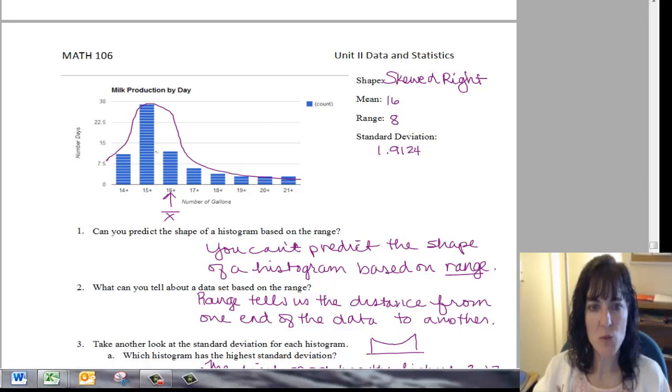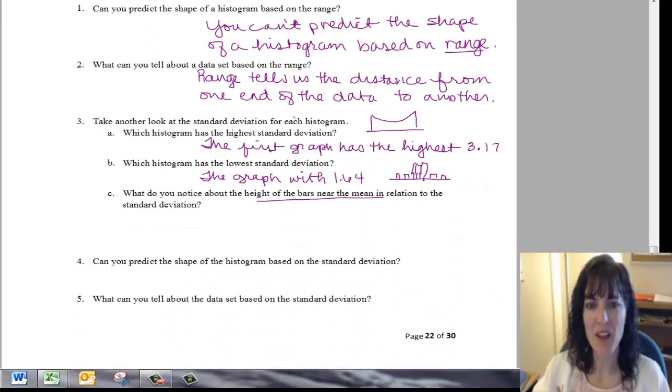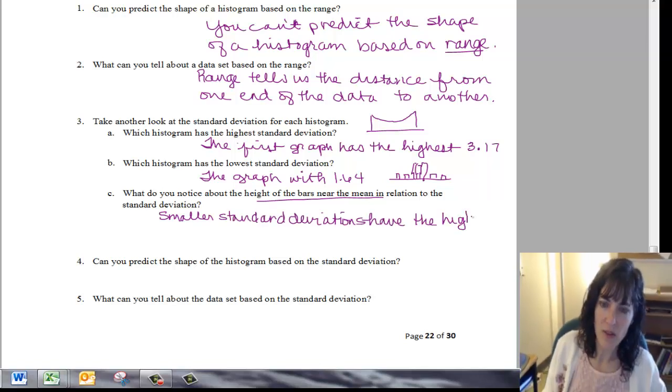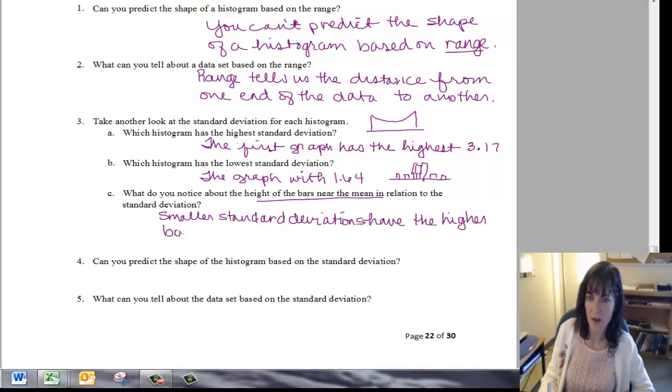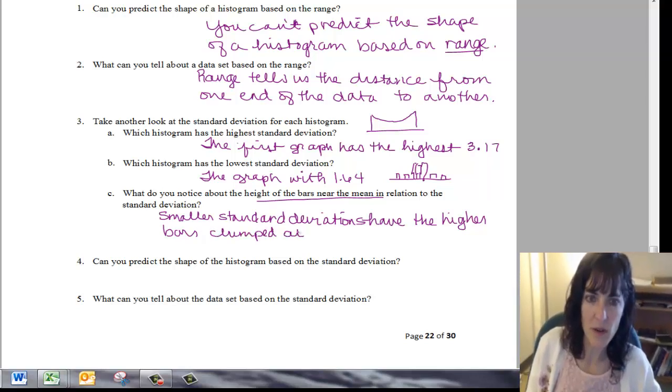And the last one, here is my mean, and it is like maybe 13 or so. And I have a fairly good standard deviation, but look what's right next to my mean is a very high bar. So much of my data is right here, clumped right by my mean. Okay, so it looks like the smaller standard deviations have the higher bars clumped at the mean.